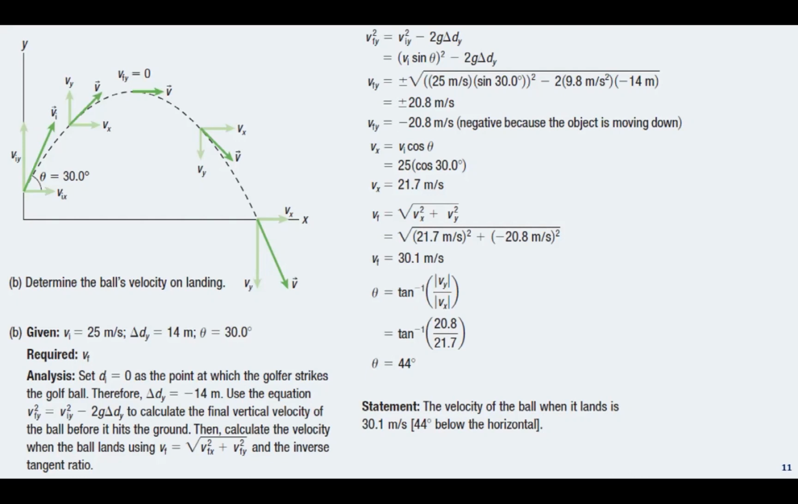And the angle that this velocity makes with the positive horizontal direction is arctangent 20.8 over 21.7, which is about 44 degrees. So the final statement is the velocity of the ball when it lands is 30.1 meters per second with direction 44 degrees below the horizontal. Okay, have a look at this question. Do you have any questions to ask?